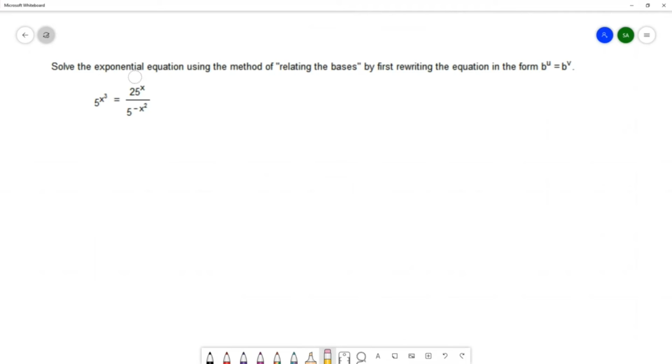Solve the exponential equation using the method of relating the bases by first rewriting the equation in the form b to the u equals b to the v. The equation we're working with is 5 to the x cubed power equals 25 to the x over 5 to the negative x squared. We're going to use the method of relating the bases, and we're going to start off by writing it in the form b to the u equals b to the v.